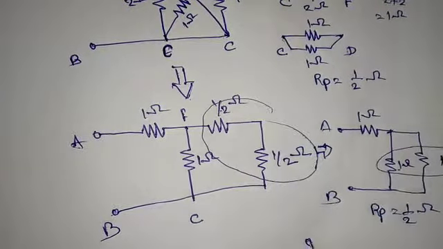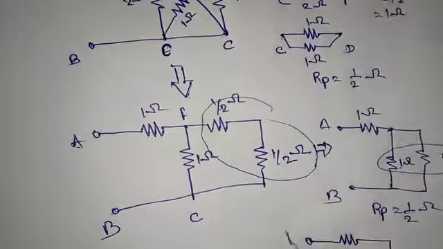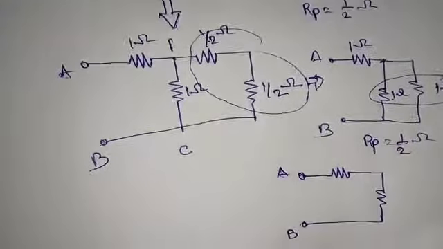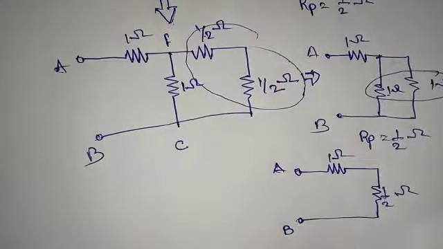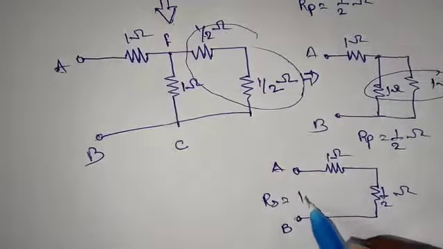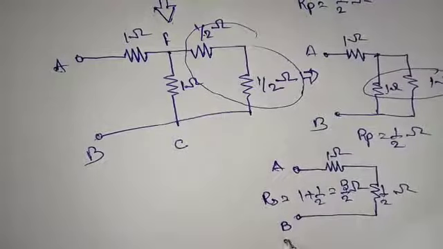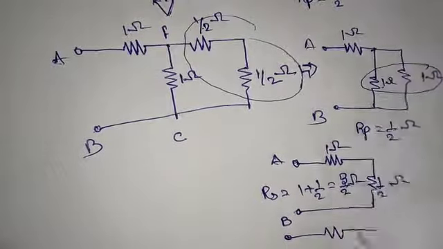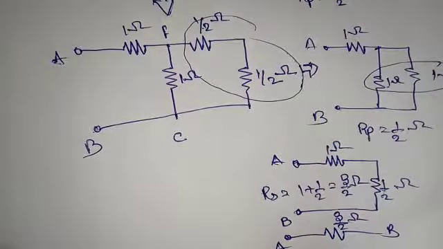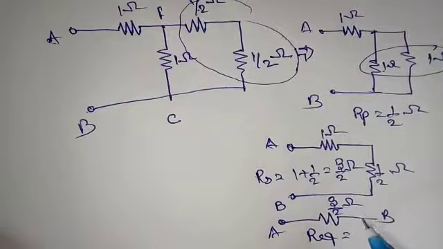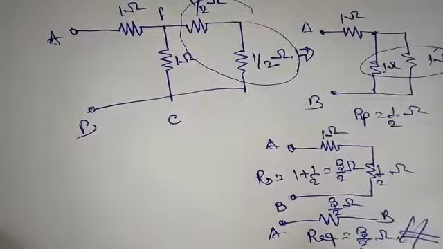Again we have to redraw the above circuit, 1 ohm plus 1 by 2 ohms, with point A and point B. Both are in series, means Rs will be equal to 1 plus 1 by 2, which is 3 by 2 ohms. So we got one resistance value here between point A and point B, that is 3 by 2 ohms. So R equivalent will be equal to 3 by 2 ohms. This is our simplification, this is our answer, that is 3 by 2 ohms.